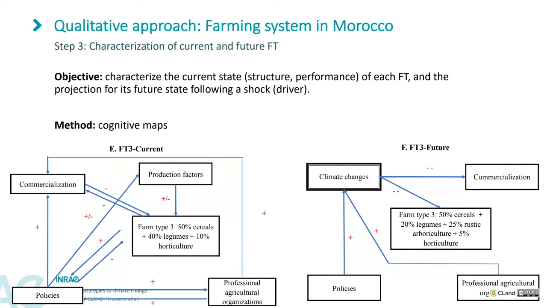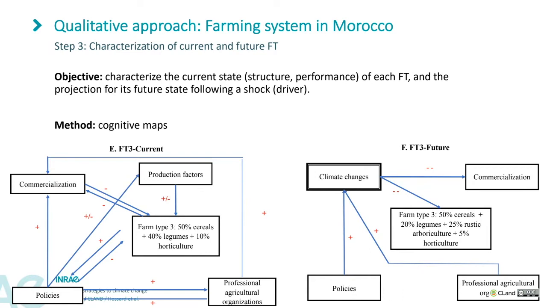And if I give an example, why are there negative signs between commercialization and farm types? It's because these farm types usually have low access to market. It's difficult for them to sell. They are quite far. And why do policies act positively on commercialization? Because they are trying to set up policies, for instance, to reduce the number of intermediaries, also to set up structures closer to the fields, etc.